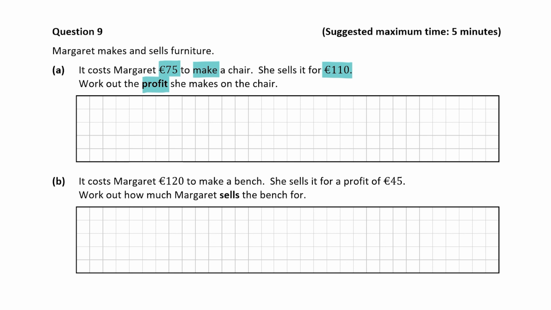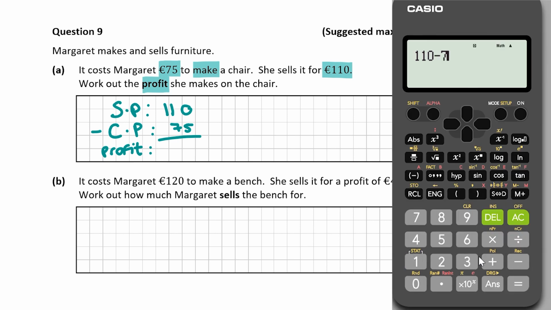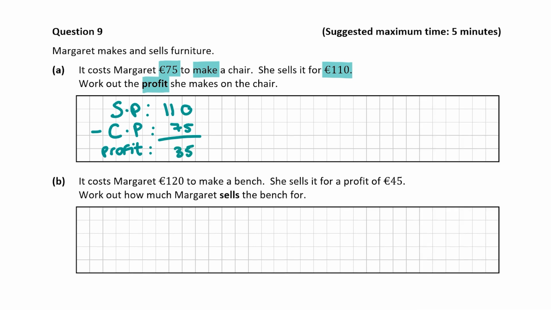To work out the profit, we need to know the cost price, so how much it cost to make, and the selling price, so how much it was sold for. The profit is the difference between the selling price and the cost price. So the selling price, SP I'm going to call it here, is 110, minus CP, cost price, which is 75, is going to give us our profit. So 110 minus 75, I'm going to work out on my calculator. And that is 35. These are all in euros. So she makes €35 profit on the chair. So that's question A done.